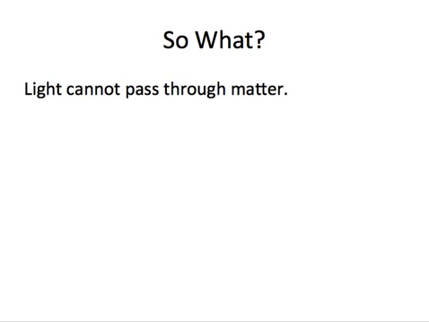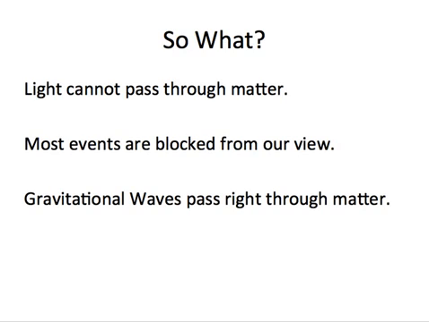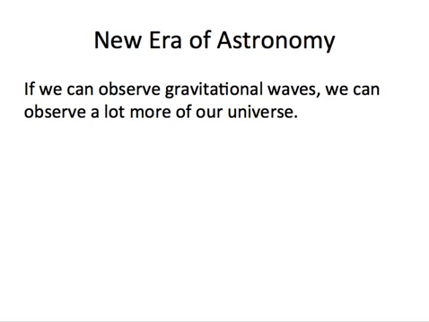That's good because light can't pass through matter. So if I have some matter in the way between us and something else, then we can't observe that thing happening. That light isn't necessarily going to pass through a star or a galaxy or another planet or something like that. So most events are blocked from our view. However, gravitational waves pass right through matter. So if we can use gravitational waves, we can observe things whether there are other things in the way or not. And so there's a lot more information available to us in the universe if we can use gravitational waves to gather data. And that has now happened for the first time.